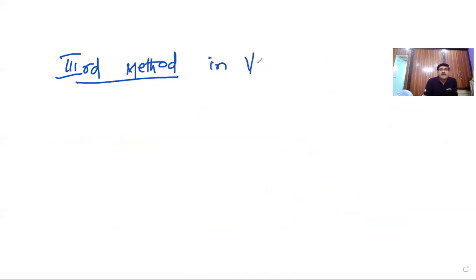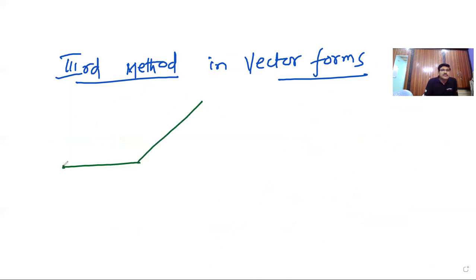In vector form only we can solve it. Observe. This is A, this is B, this is 2 meters, this is 3 meters, this is C, this is theta, 30 degrees. What do we require? We require the displacement in this case.